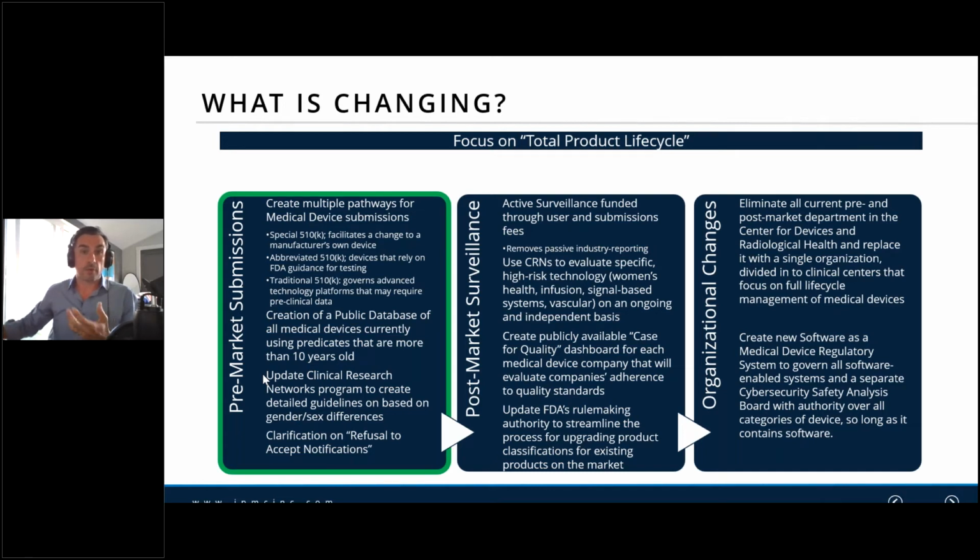And then finally, organizational changes include a creation of a new software as a medical device regulatory system. That is a big project. There's a lot of guidance that's currently being drafted and currently in public review. Don't have quite enough time to get into that fully today, but I will touch on it towards the end of the conversation. So let's really focus on pre-market submissions, because that is really where the guidances are today, and that's probably what's really going to be impacting a lot of companies right now.